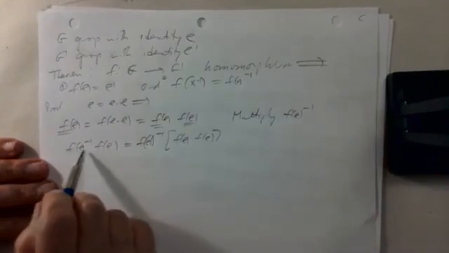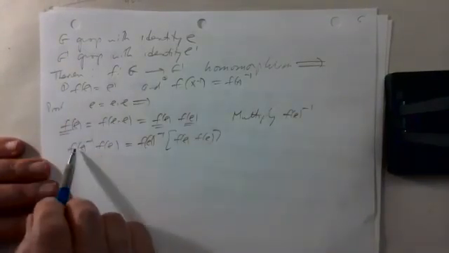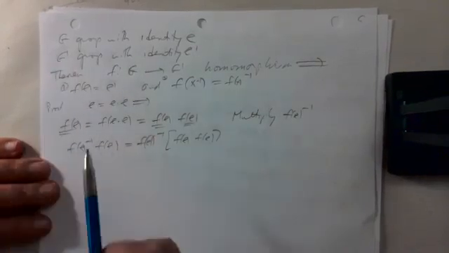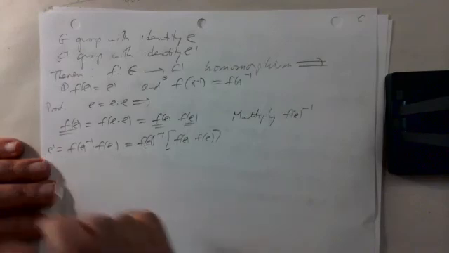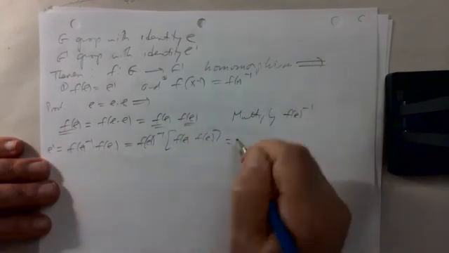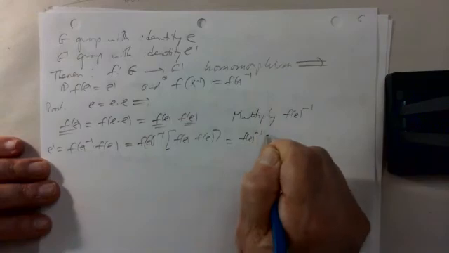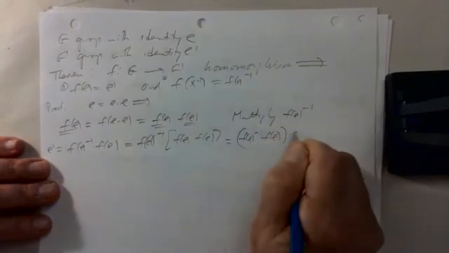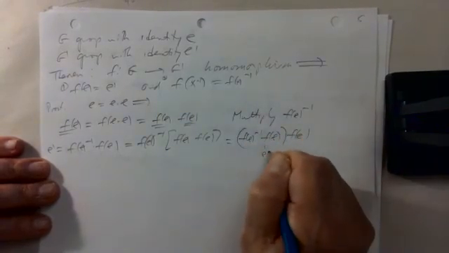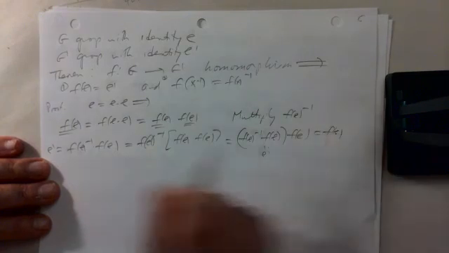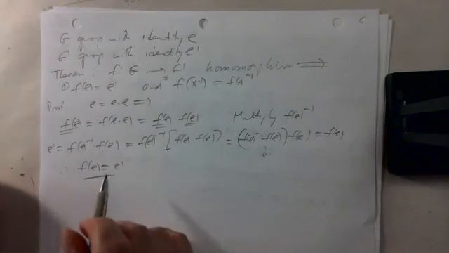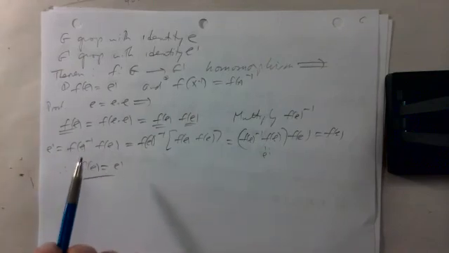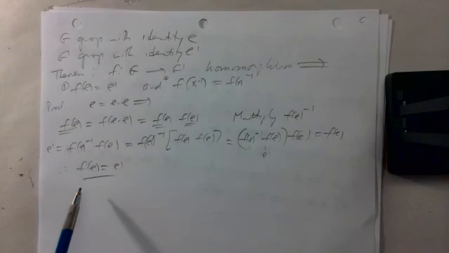This is a multiplication in G prime, right? F sends elements of G to G prime. So an element times its inverse is the identity. And this, by associativity, is F of E inverse F of E times F of E. This is the identity, so this is just F of E. So therefore, F of E is always E prime. A homomorphism always sends the identity to the identity.